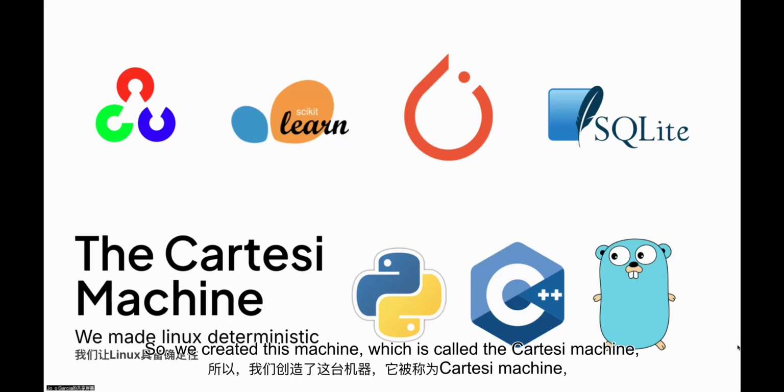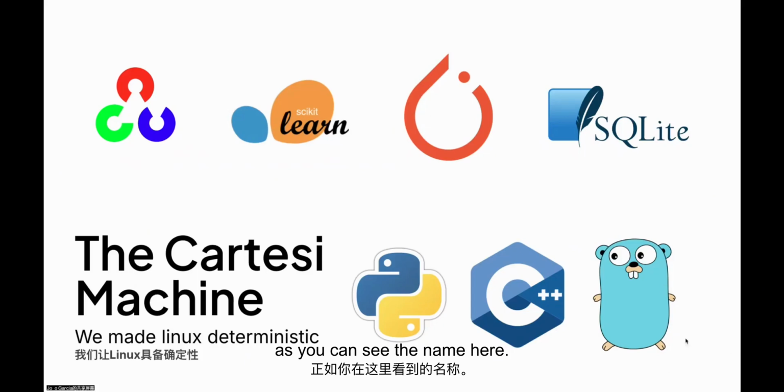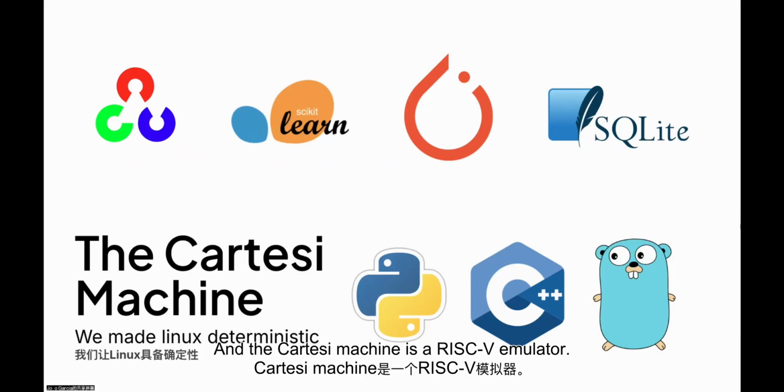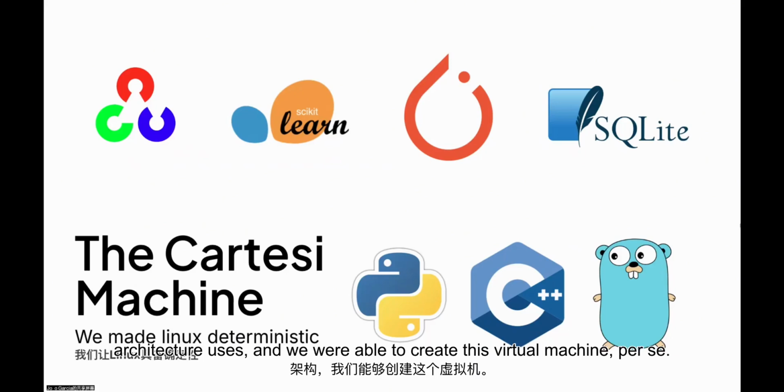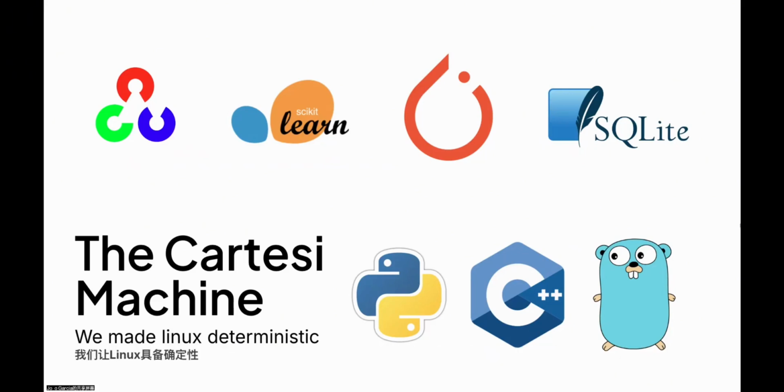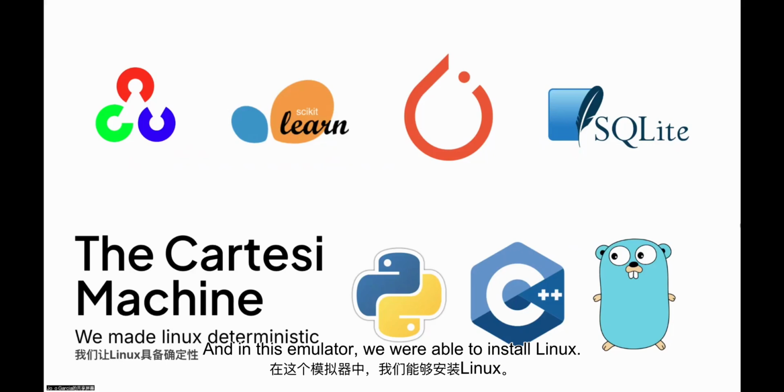So we created this machine, which is called the Cartesi Machine, as you can see the name here. And the Cartesi Machine is a RISC-V emulator. So we took all the instructions that RISC-V, which is an instruction set architecture, uses, and we were able to create this virtual machine per se. We like to call it an emulator. And in this emulator, we were able to install Linux.